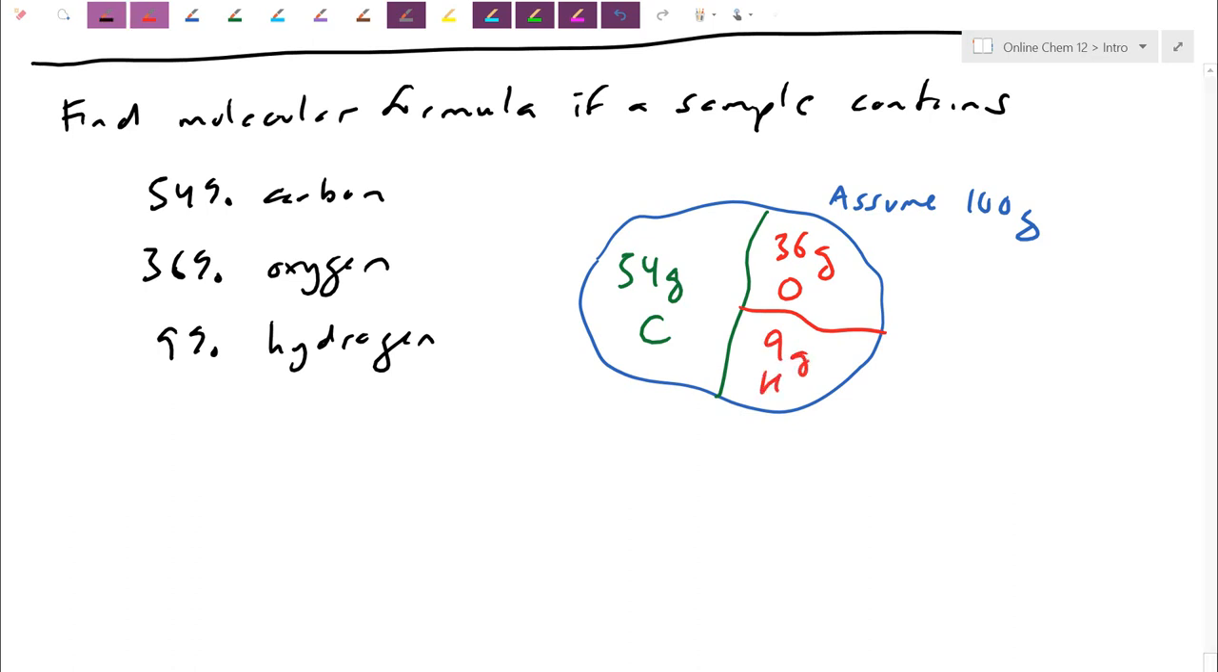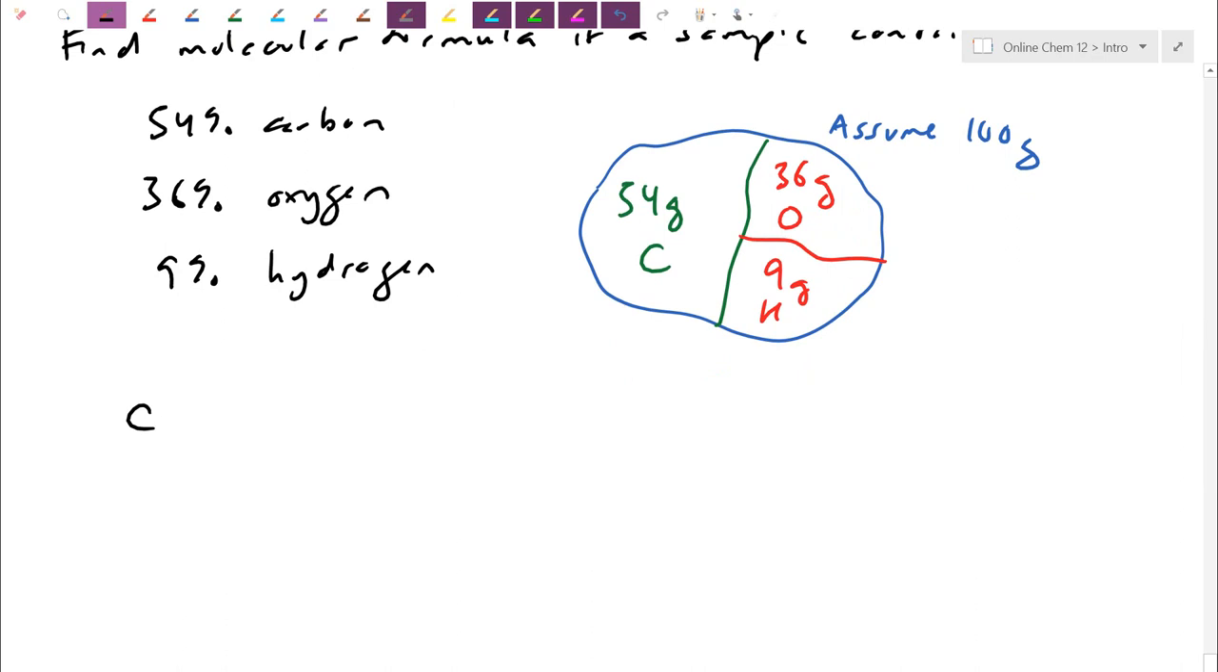So let's see how we do. So we have C, we have H, we have O. Right now, what's unfair is that they actually have different molar masses. So mass actually means something a little bit different to each of these. 36 grams for oxygen, 9 grams for hydrogen. So first thing we're going to do is we're actually going to divide out the molar mass. They usually kind of confuse you here.